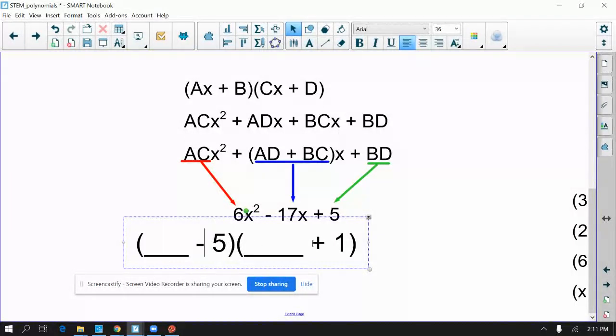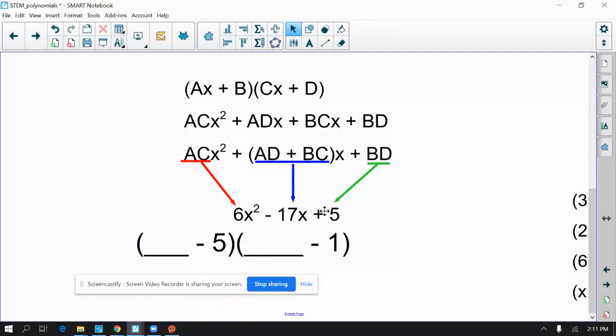Realize negative 5 and negative 1 also multiply to positive 5. So I'm thinking when I factor this, it's going to factor into something like this: something minus 5 times something minus 1. Again, negative 5 times negative 1 gives me my positive 5.